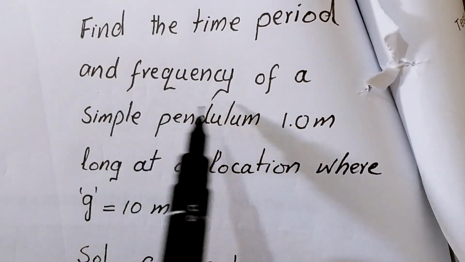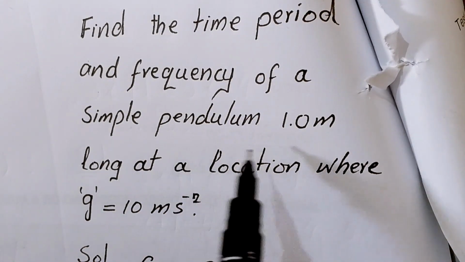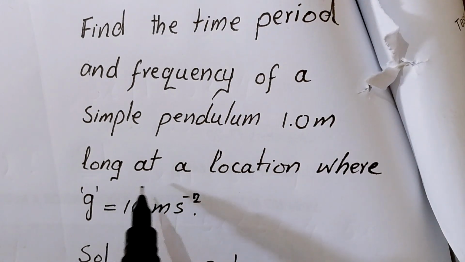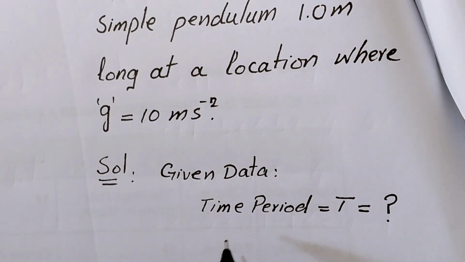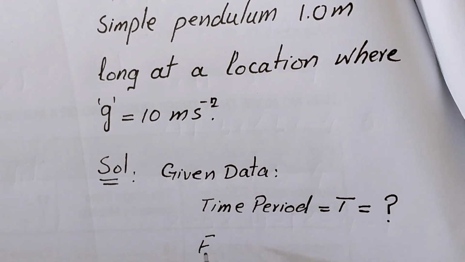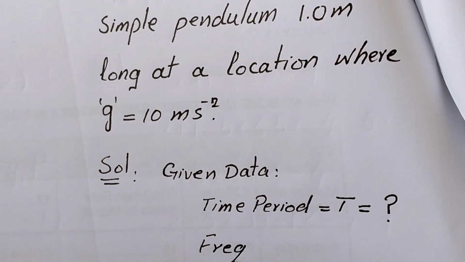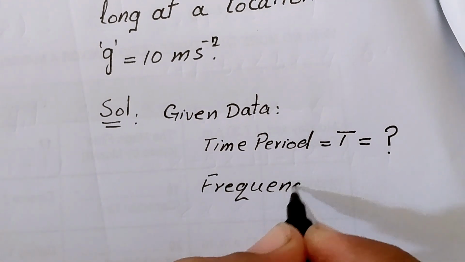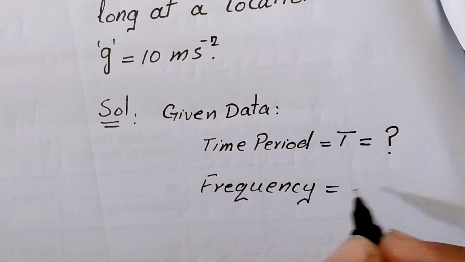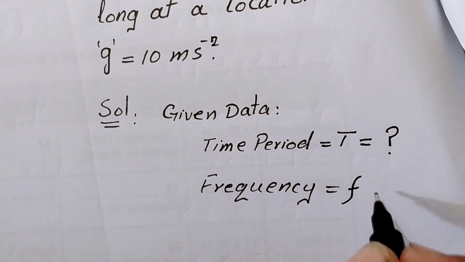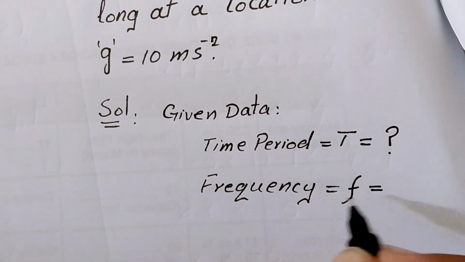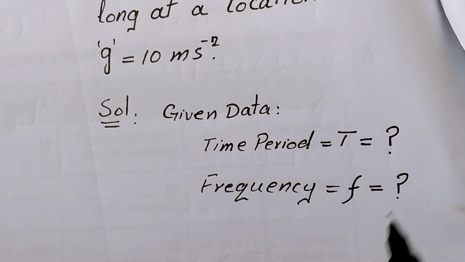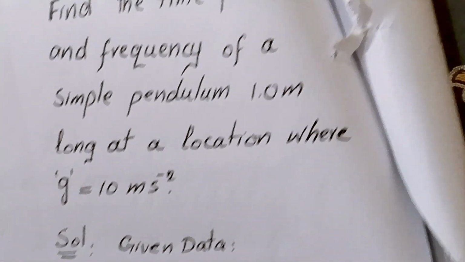Next, and frequency of a simple pendulum 1 meter long, so we have to find the frequency as well. So frequency, that is denoted by, its symbol is small f, so we have to find this also.